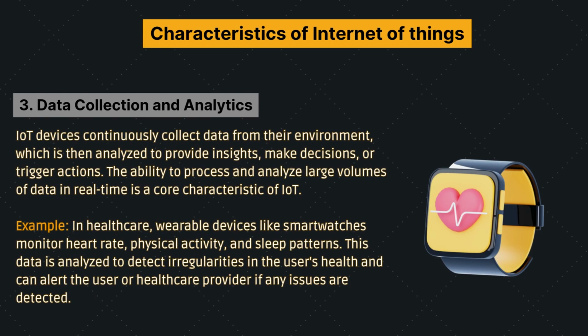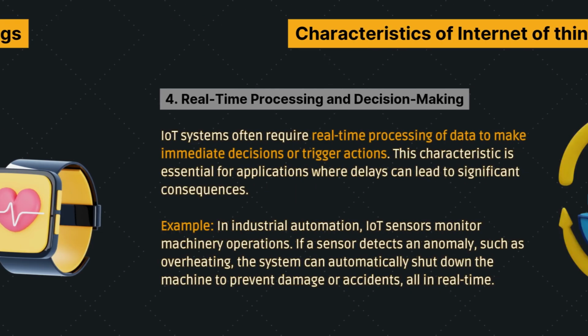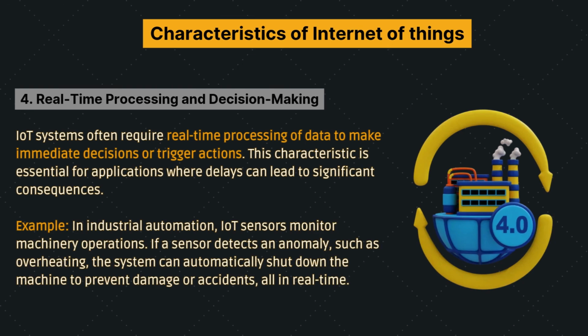IoT devices also collect data continuously. This is essential for making informed decisions. For instance, health wearables can monitor your heart rate and alert you if something's wrong. Real time processing is crucial too. For example, if a factory machine gets too hot, IoT sensors can shut it down immediately to prevent damage.